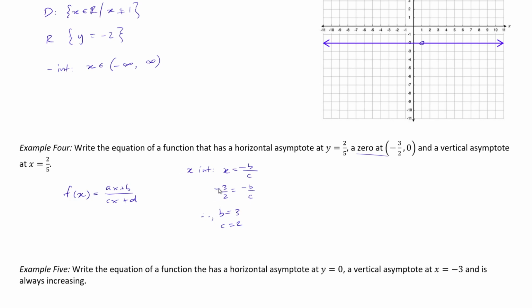The negatives cancel. And so I have, sorry, negative b over a is your x-intercept. I'm sorry, that was a silly mistake. I keep making that.